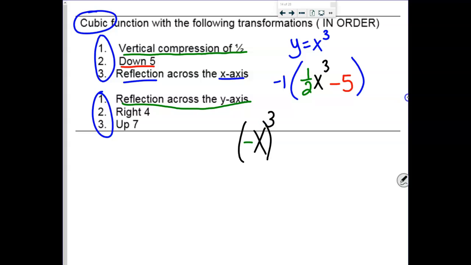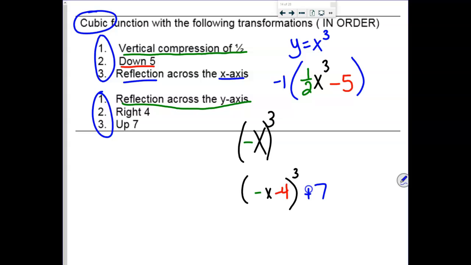Now I want you to shift it right 4. So still in the body. So the reflection already occurred. Don't worry about distributing it anywhere. What does right 4 look like? I heard -4. Thank you. And then this body is to the 3rd power. And then up 7 has nothing to do with any of that. So outside, +7. Woo! That was good times.